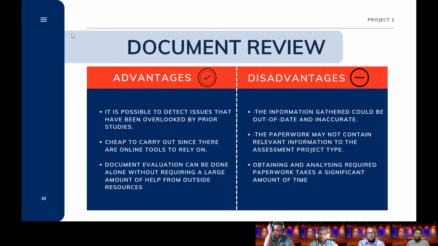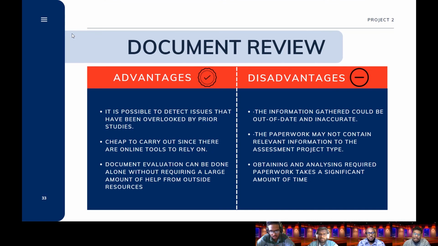Next, the paperwork may not contain information relevant to the particular project type that we will be doing. Next, operating and analyzing requirement paperwork takes a significant amount of time. This is because reviewing a document takes lots of time. It could sometimes be a waste of time because a particular document may not tally with our assignment project type.